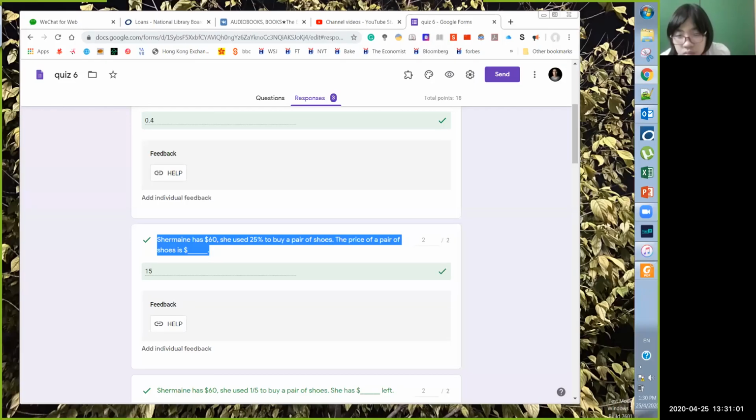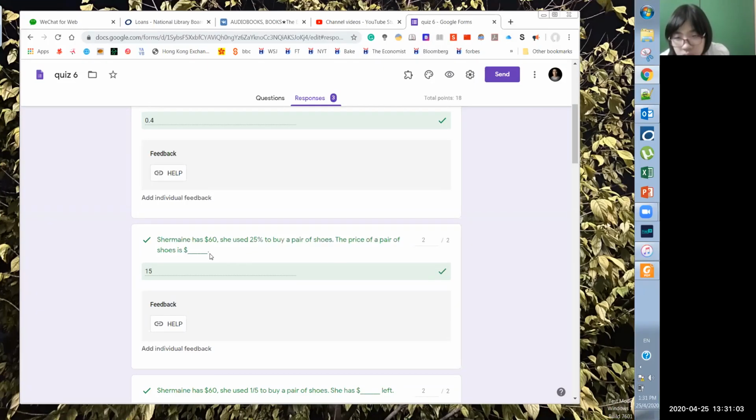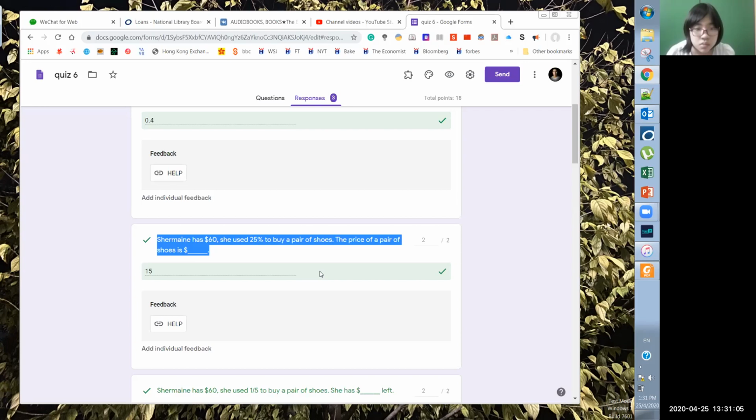So what if they ask for what is left in this question? So how do you do it? If they ask what is left for the money, right? You need to use 60 times 25, and then you also need to minus the one you got from the 60 times 25. Correct. Okay, that is one method.